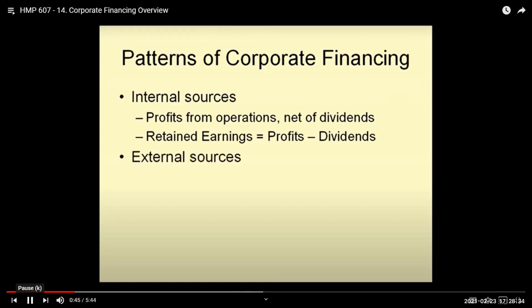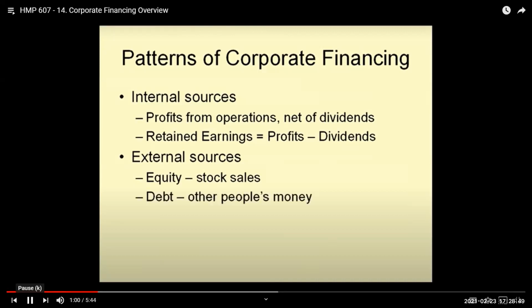External sources of corporate financing consist of equity, which comes from the sale of stock to owners, typically the public. Equity amounts to owner's money, and debt, which comes from the sale of bonds to bondholders. Debt is considered other people's money.